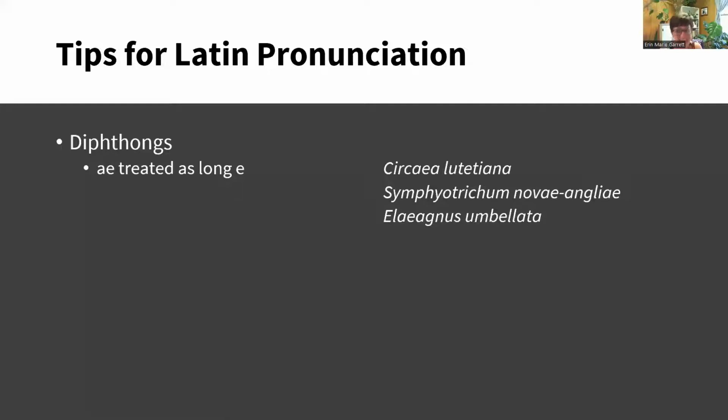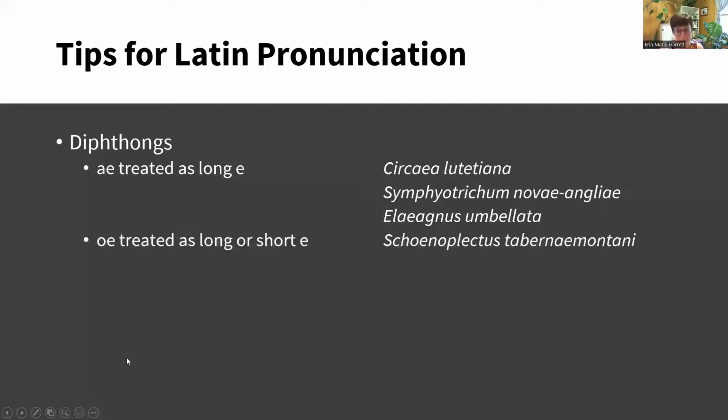Circaea lutetiana, Circaea lutetiana, Symphyotrichum novae-angliae, and then Elaeagnus umbellata. So again, break it down into syllables. E-L-A-E, right? The AE is a long E. Elaeagnus umbellata. Okay, when you have an OE, you can treat it as a long or a short E.